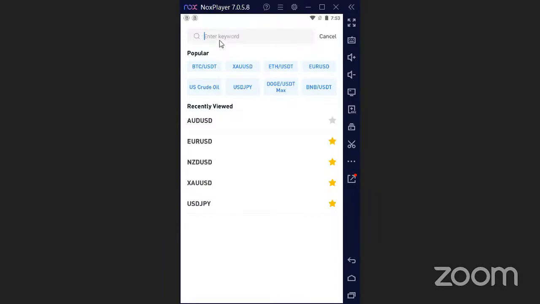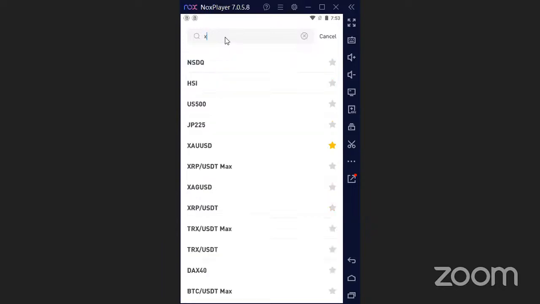Okay, that is how all the signals are going to be. It's going to put the asset. If it's a currency asset, it's going to put it there. So all you have to do is come to your search bar here and enter the same thing.